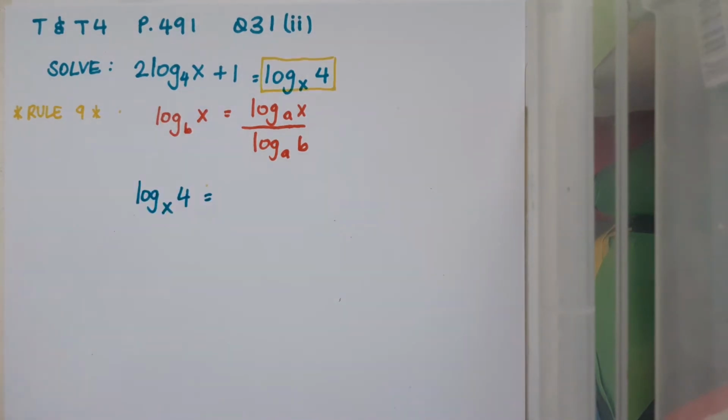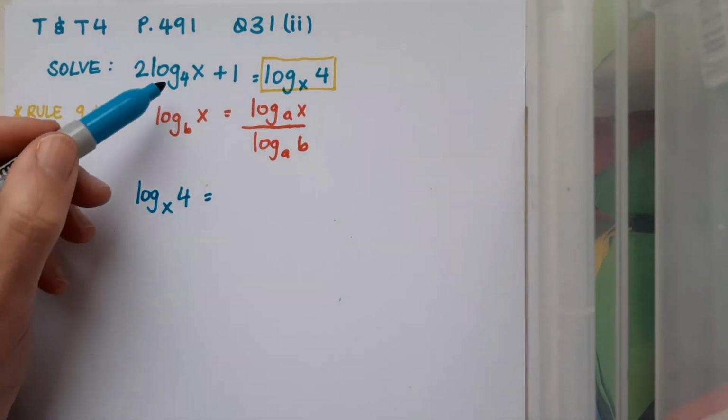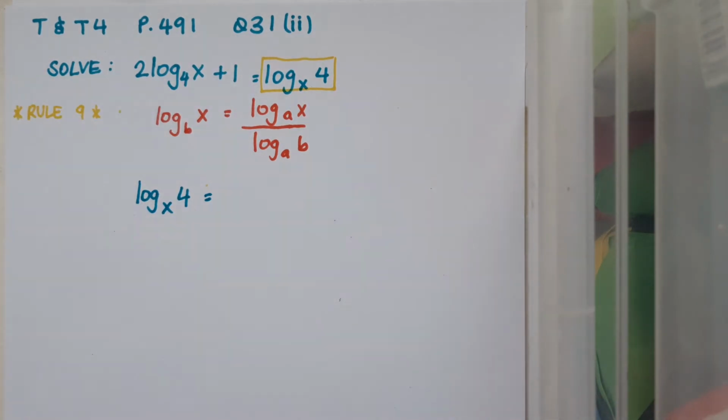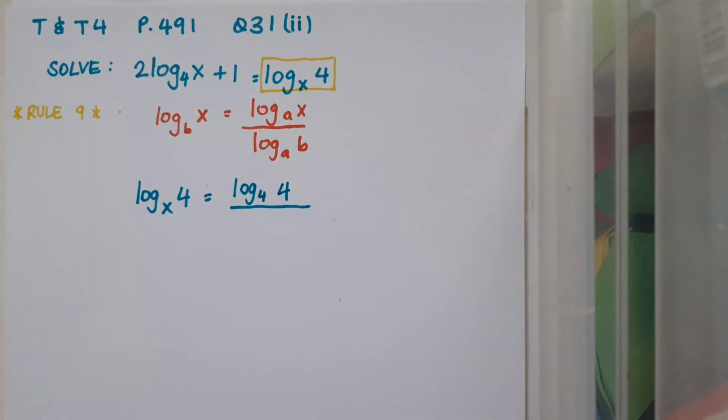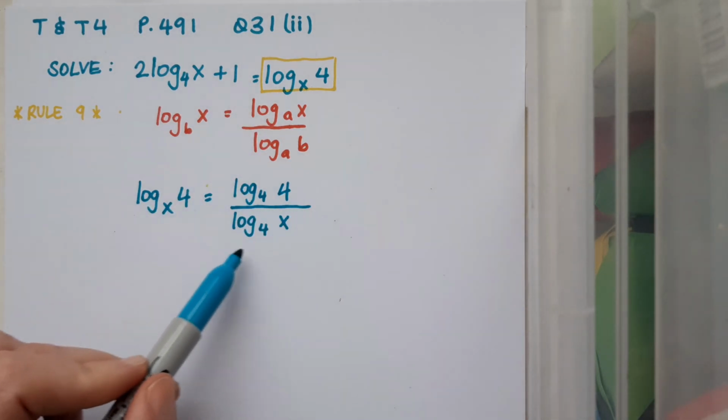And I'm going to choose to change this to a base 4 because the other term with the log has a base 4 already. So on the top of my fraction, I'll have log to the base 4 of 4. And then on the bottom of the fraction, I'll have log to the base 4 of x. And I'm going to take this now and replace log to the base x of 4 in my original equation with this fraction.